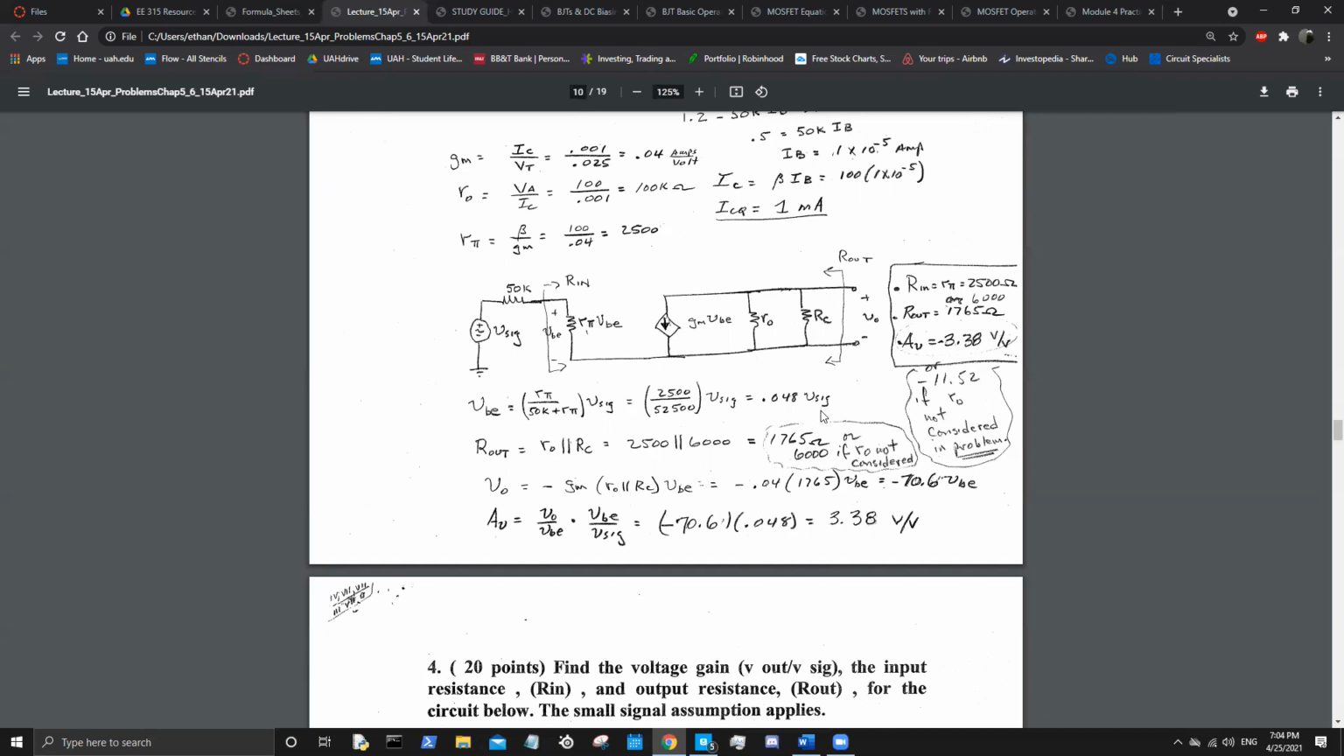But in this instance, they leave it in VBE terms, because then they can do this number divided by VBE. So you have V0 divided by VBE equal to negative 70.6. And then AV is equal to V0 over VBE, which is negative 70.6, times VBE over VSig, which is over here, so negative 70.6 times 0.048 is equal to negative 3.3 volts per volt as our gain, because we get to eliminate VBE. So yet another clean elimination from what I can tell. Should that be negative? It should be, actually. 3.38 volts? I think it should.